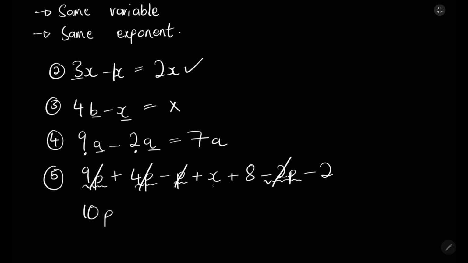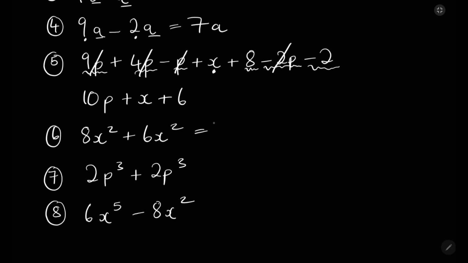Let's move to x. We have x. Do we have another x? No. So it's just plus x, as x doesn't have a like term. We then have 8 minus 2. These are like terms, right? So we'll say 8 minus 2, which is 6. So this will be plus 6. And that is how you add and subtract like terms.